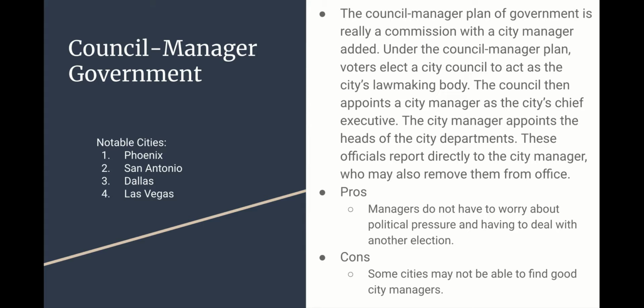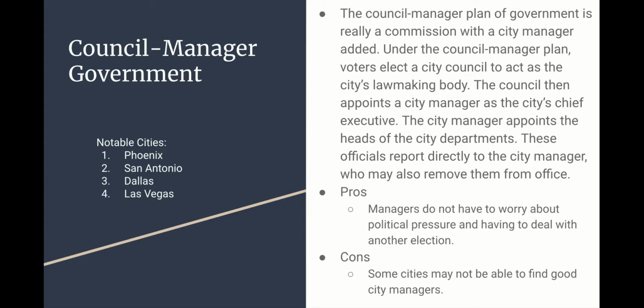So here are some of the pros. One of the pros is that the city manager does not have to worry about political pressure. The city manager does not run for office. He is hired and fired by the city council. So he does not have to deal with running for office and making people happy. He can just simply do his job.